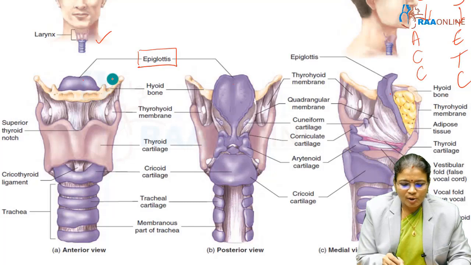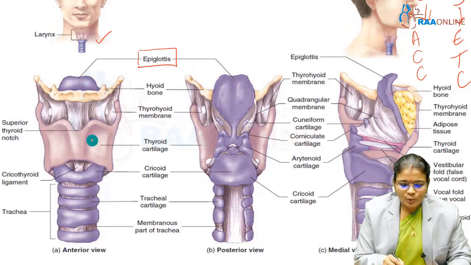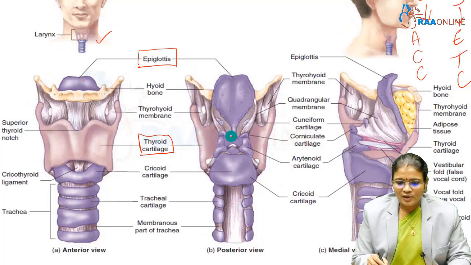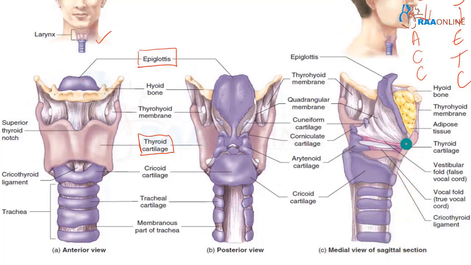Then coming to the hyoid bone. Hyoid bone does not belong to the larynx, it is just present in front of the neck. Then just below the hyoid bone, there is one more cartilage called thyroid cartilage. Thyroid cartilage is an unpaired cartilage which is seen in front of the larynx. And this is the posterior aspect of the larynx, where we can visualize the posterior aspect of the thyroid cartilage. In the medial view of sagittal section, you can see the cut section of the thyroid cartilage here.